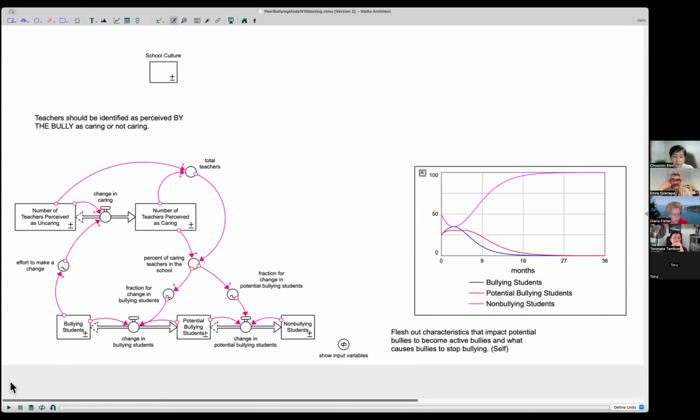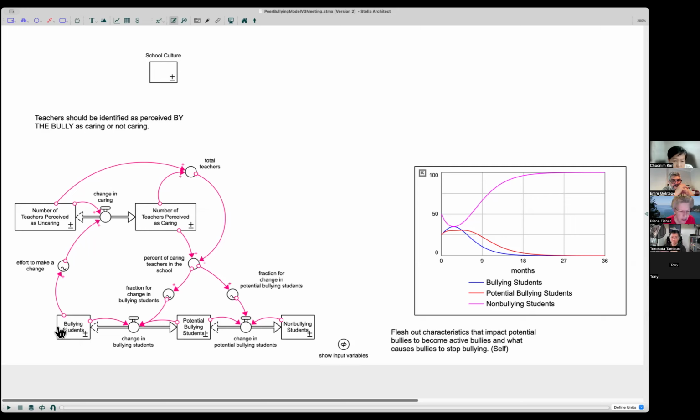Yep. Okay. So this was the second model. Up here, it's still the same number of teachers perceived as uncaring and caring. But instead of bullying incidents, it was decided to focus on bullying students. And actually an aging chain here. We have a group of students who do not bully. We have a group of students who potentially could be bullies, but they're not bullies yet. And then we have students who bully.